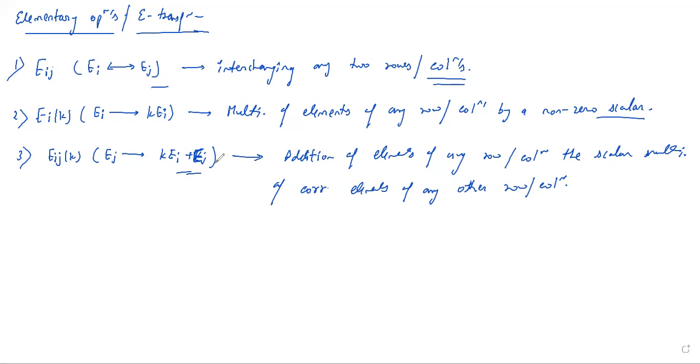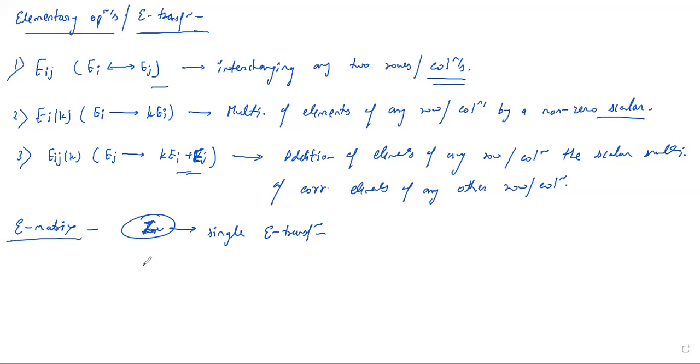So these are the three types of transformation here: multiplication by a scalar, interchanging two rows, and the third one is addition of elements and the scalar multiple of the corresponding elements of any other row or column. Now what are these elementary matrices? An E matrix, or you can say elementary matrix, is obtained from a unit matrix, or identity matrix, by subjecting it to any single elementary transformation. When we apply any single transformation on the unit matrix, we obtain our elementary matrix.